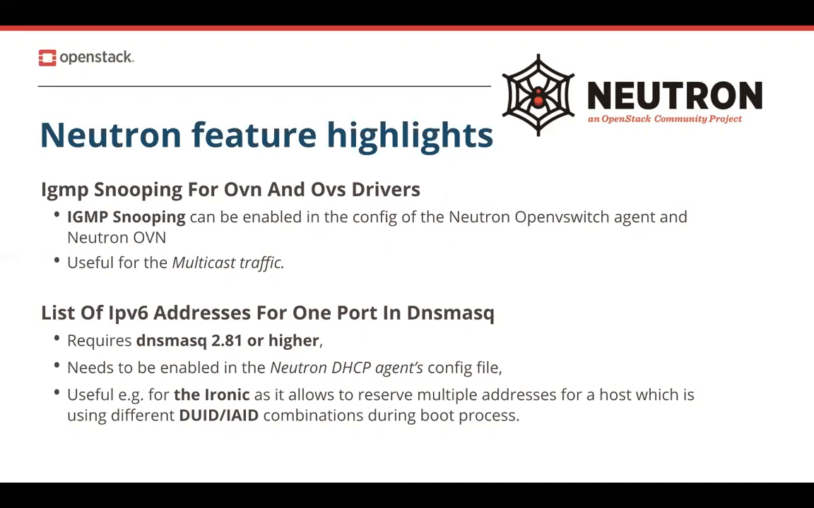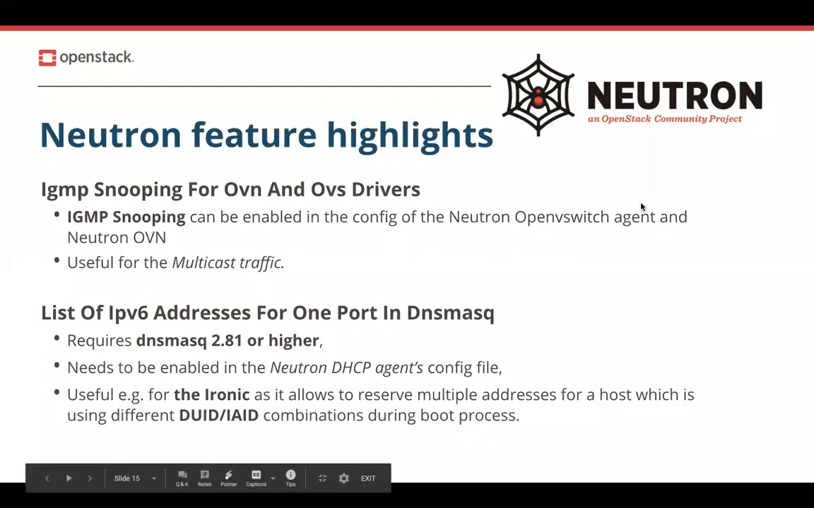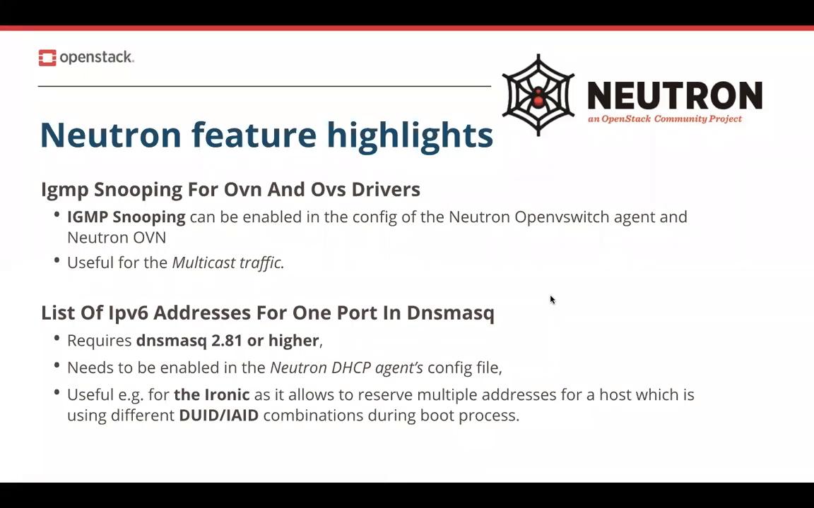And the last thing is the possibility to create a list of IPv6 addresses in dnsmasq. This request came from the Ironic use case, where they may use different IPv6 addresses during the boot phase, because during the various phases of the boot process, the host can send different ID combinations.